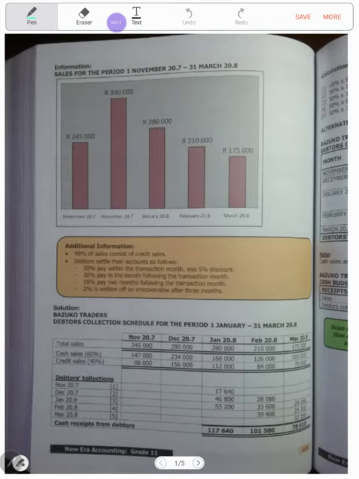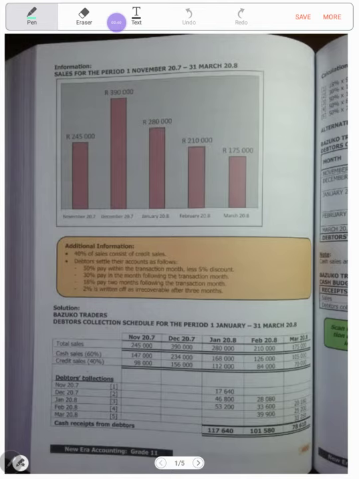You need to complete task 10.10, 10.11, 10.14, 15, and 16. Task 10.11, 14, 15, and 16, you are only required to complete the debtors collection schedule. Basically, what we are going to be going through in this example.